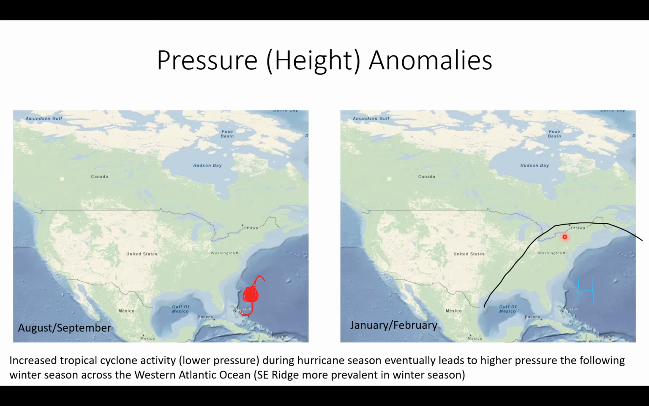This dark solid line represents the upside-down U pattern I talked about, and this would be your upper level ridge. It'd be stronger than normal the following winters after increased low pressure and increased tropical cyclone activity in the western North Atlantic.